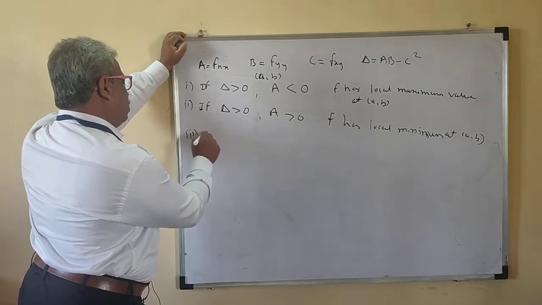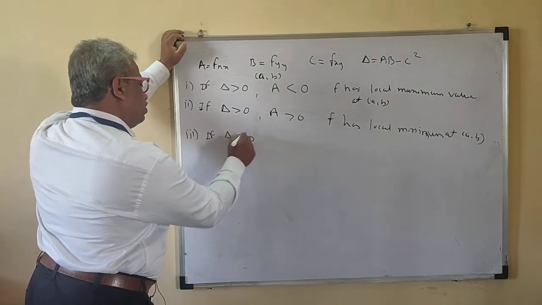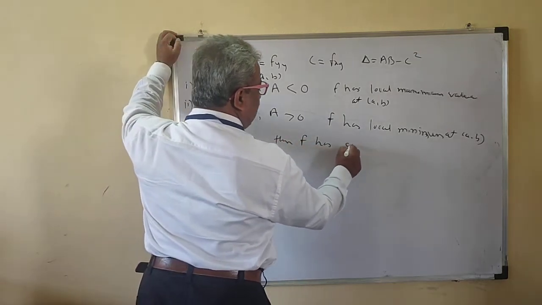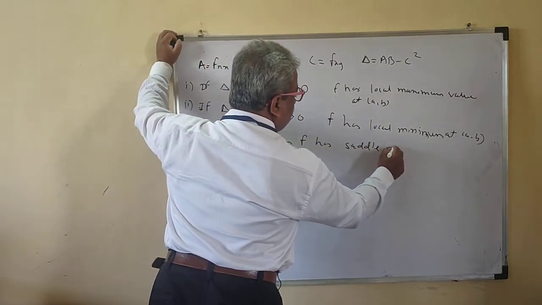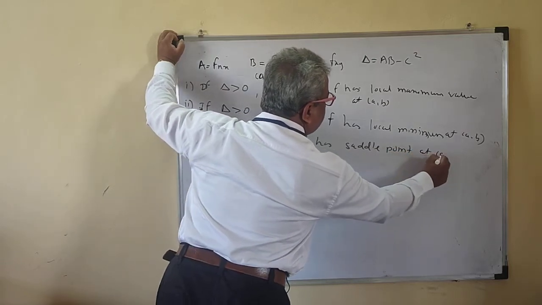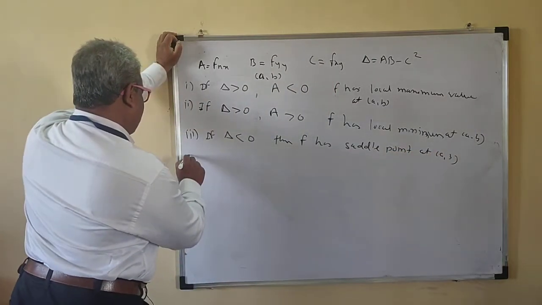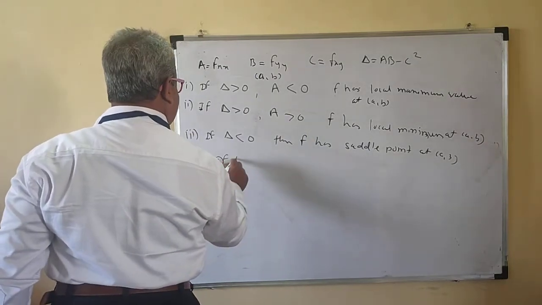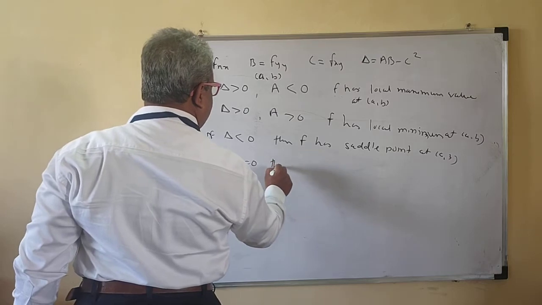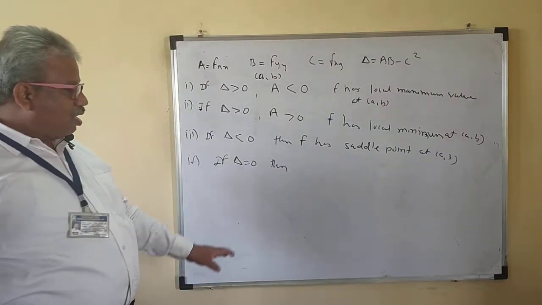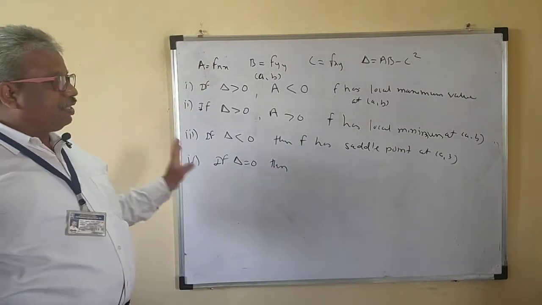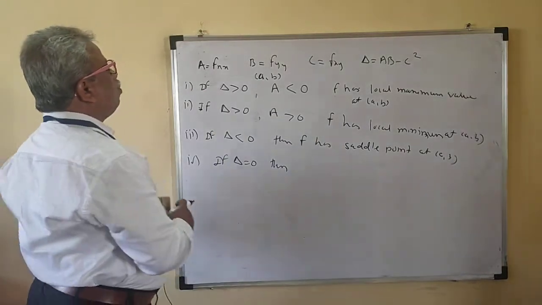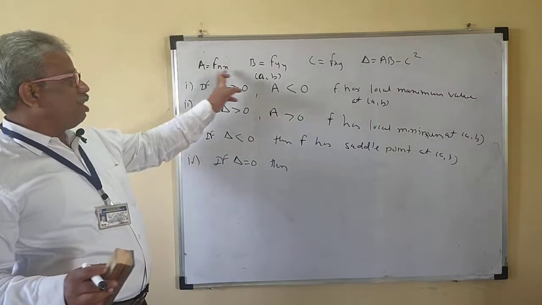Third one, if delta is less than 0, then f has a saddle point at (a, b). This is very important. And fourth one, what happens if delta is equal to 0? If delta is equal to 0, then we cannot say f has a maximum or minimum value at (a, b). That means the case is doubtful. Okay. So you should remember these points, and you have to find them quickly.